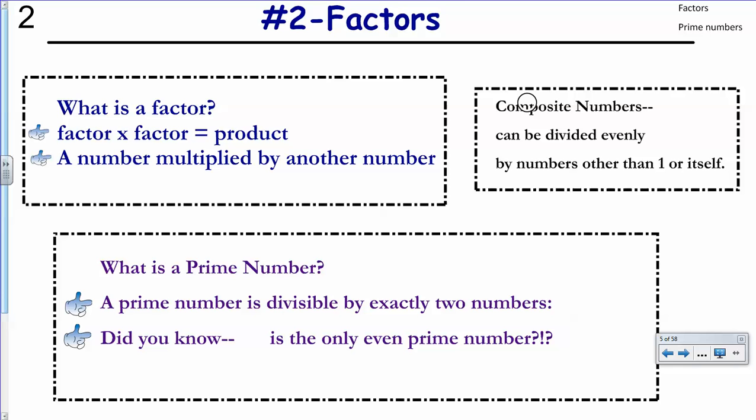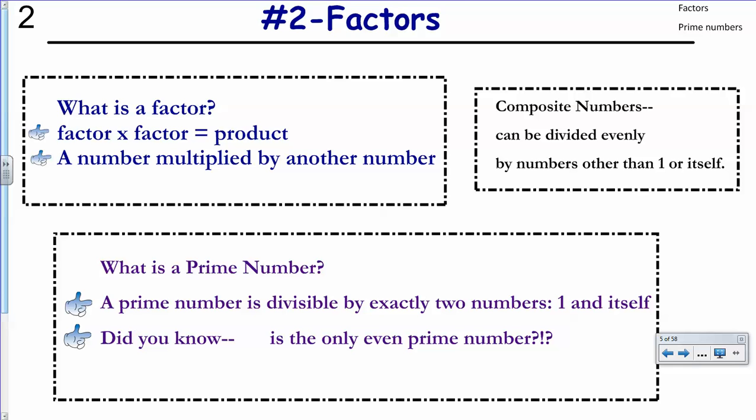So a lot of numbers that we deal with are composite numbers. But we also have a prime number. A prime number is divisible by exactly 2 numbers. What 2 numbers do you think those are going to be? Think about that for just a second. Take a guess. Exactly 2 numbers. You got it. 1 and itself. So that's a prime number.